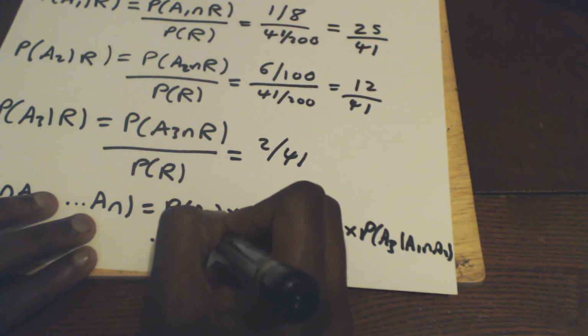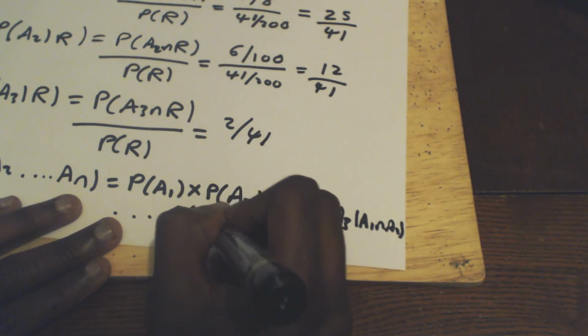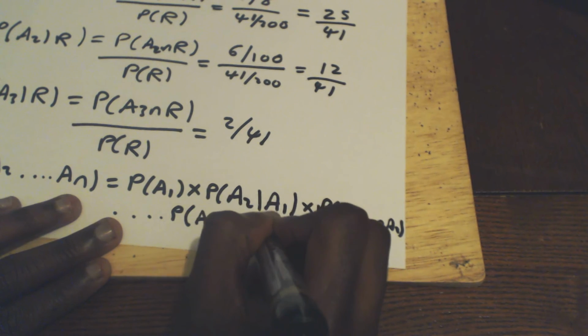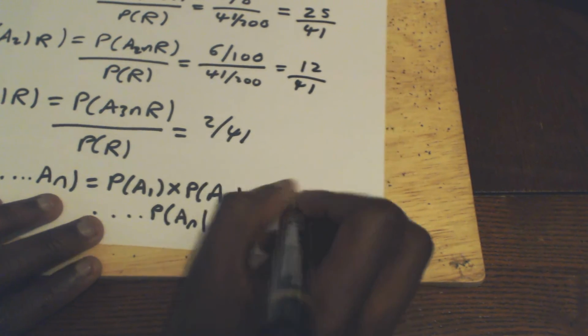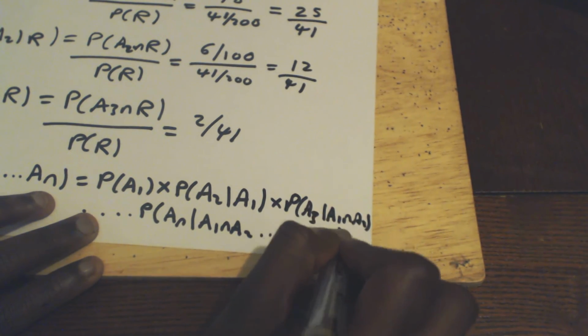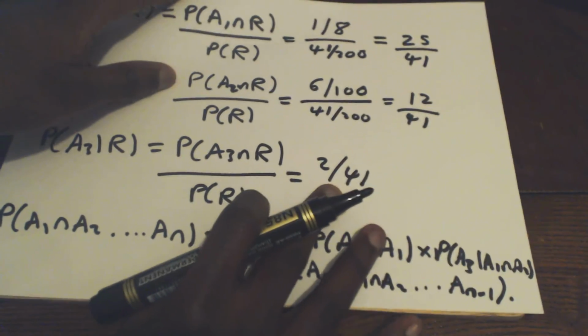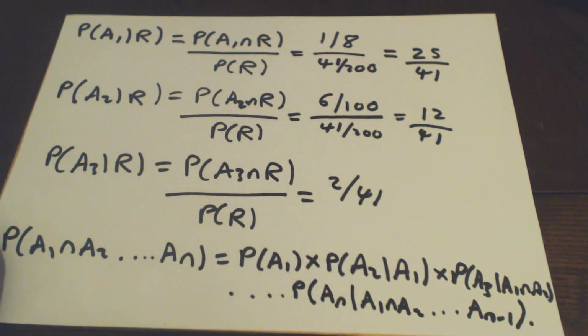until you get to the probability of AN given A1 intersection A2 all the way to AN minus 1. Now we haven't shown this result really extensively or where it's used, but there is an example in the notes of that, and it's illustrated pretty clearly, so that's why I haven't got an example on it.